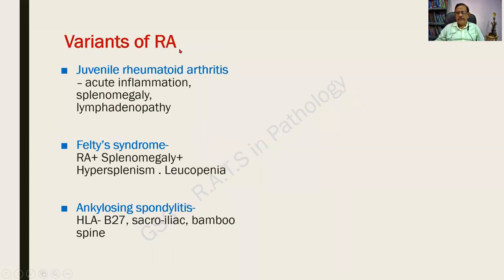The variants are these. Juvenile rheumatoid arthritis, we had mentioned earlier, occurs in young children. Inflammation, splenomegaly, and lymphadenopathy. These are the three components. Felty's we had seen in the previous slide. That is another variant. The third one is ankylosing spondylitis. This is associated with HLA-B27. And it affects the spine. And it can produce a bamboo spine-like deformity.